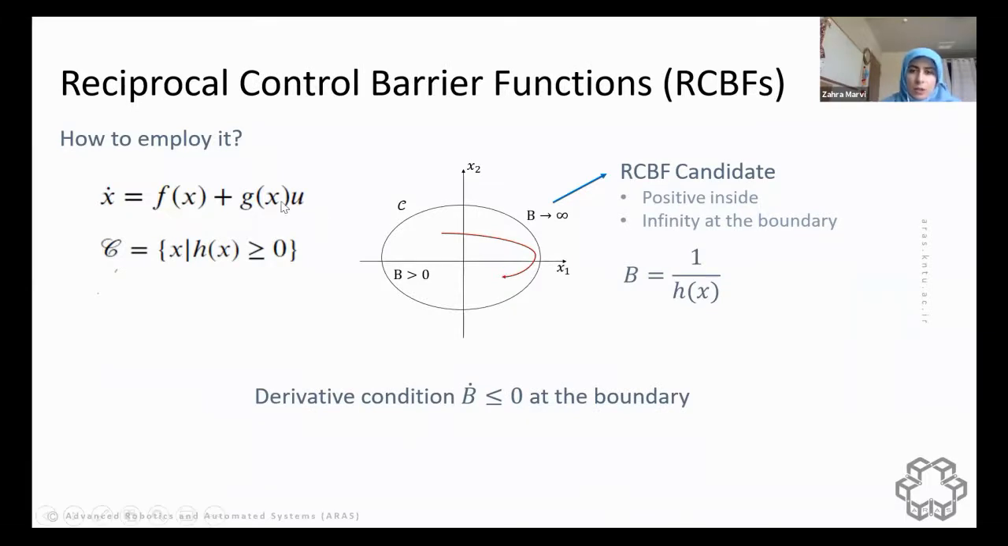There is also another type of control barrier function, which is called reciprocal control barrier function. It's similar to the previous one, with the difference that at the boundary, our function goes to infinity. One simple example of this function is 1 over h. h is our safety criterion, which is 0 at the safety boundary. So at the safety boundary, b goes to infinity. Now we need another derivative condition, b dot negative. So if b increases and tries to become very big, b dot becomes negative, and then it will get away from the boundary of the safe set.